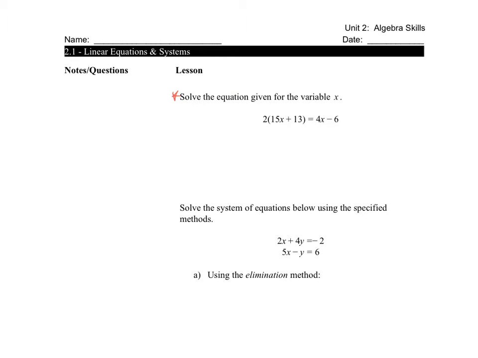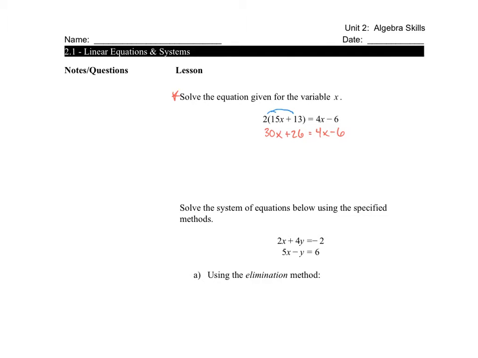So we're going to go ahead and solve this, and whenever we're trying to solve for a variable or isolating a variable, it's a good idea to remember that if we've got parentheses, we should try to get rid of those by distributing. So in this case, we've got a 2 being multiplied by the 15x plus 13, and I'm going to distribute that 2. So when I do that, I will have 30x plus 26 equals 4x minus 6.